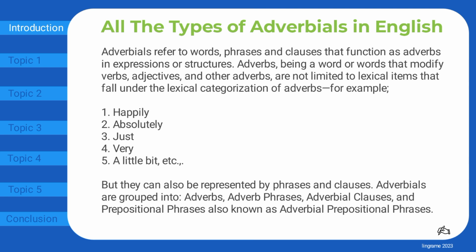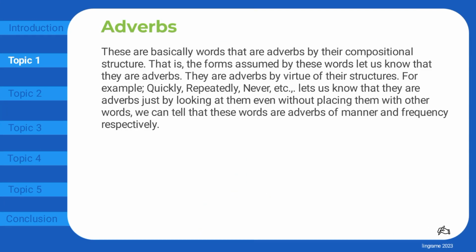Adverbials are grouped into adverbs, adverb phrases, adverbial clauses, and prepositional phrases, also known as adverbial prepositional phrases. Adverbs. These are basically words that are adverbs by their compositional structure. That is, the forms assumed by these words let us know that they are adverbs. They are adverbs by virtue of their structures. For example, quickly, repeatedly, never, etc. Lets us know that they are adverbs just by looking at them. Even without placing them with other words, we can tell that these words are adverbs of manner and frequency respectively.